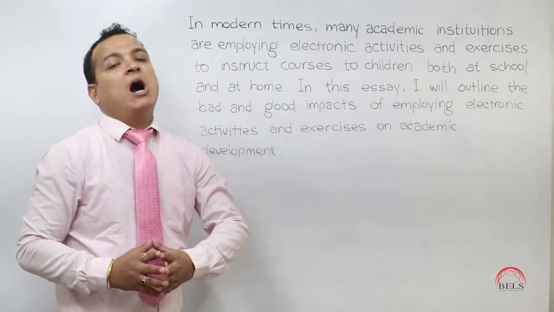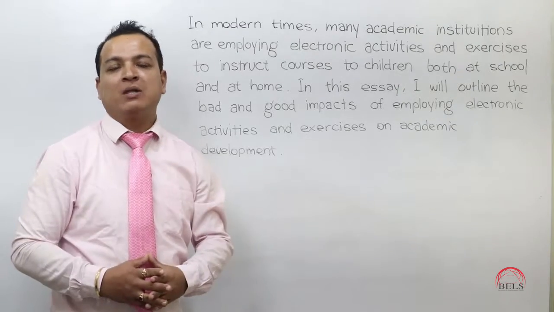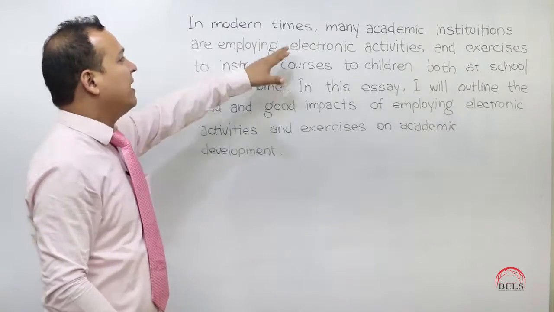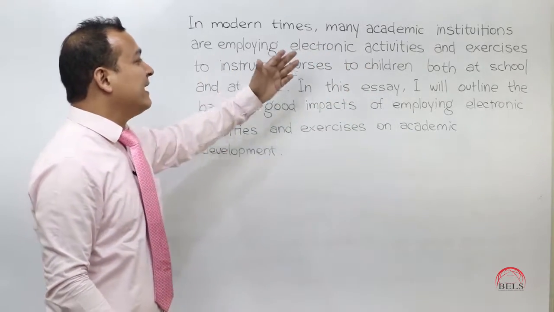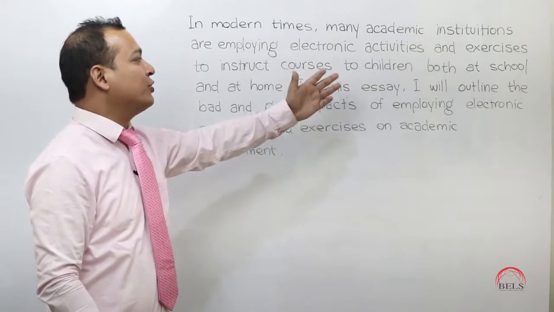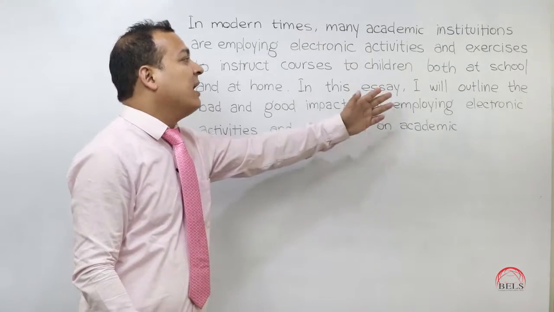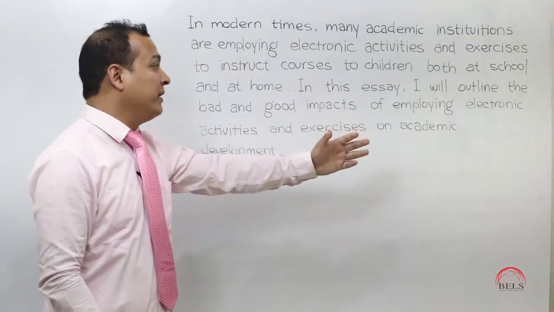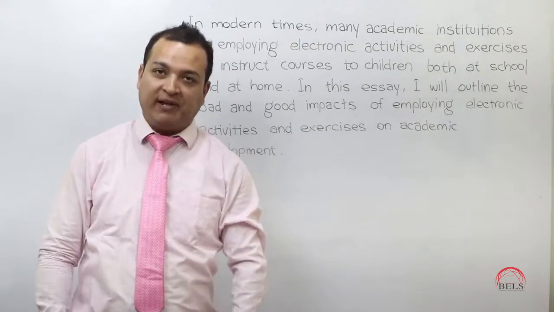Now let's discuss how we have got a new introduction by using the UVS formula. We have made this introduction by using those formulas. In modern times, many academic institutions are employing electronic activities and exercises to instruct courses to children both at school and at home. In this essay, I will outline the bad and good impacts of employing electronic activities and exercises on academic development.